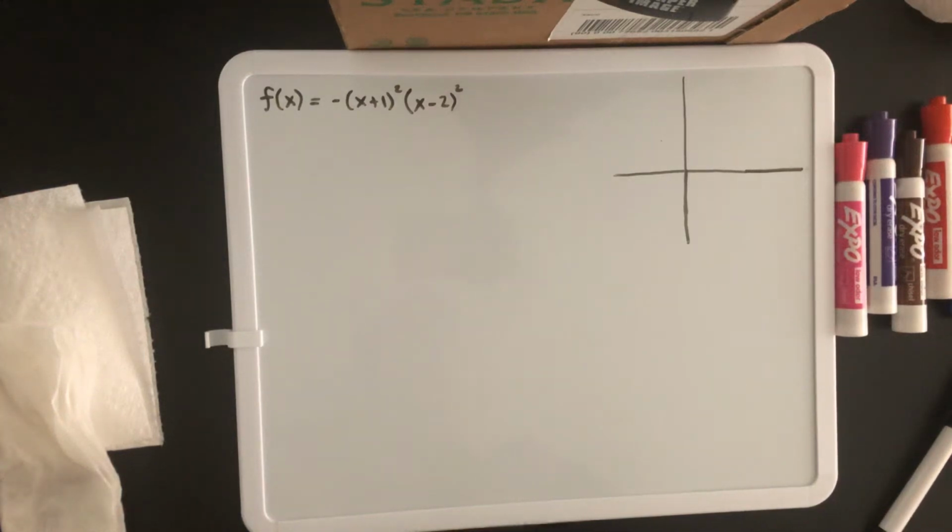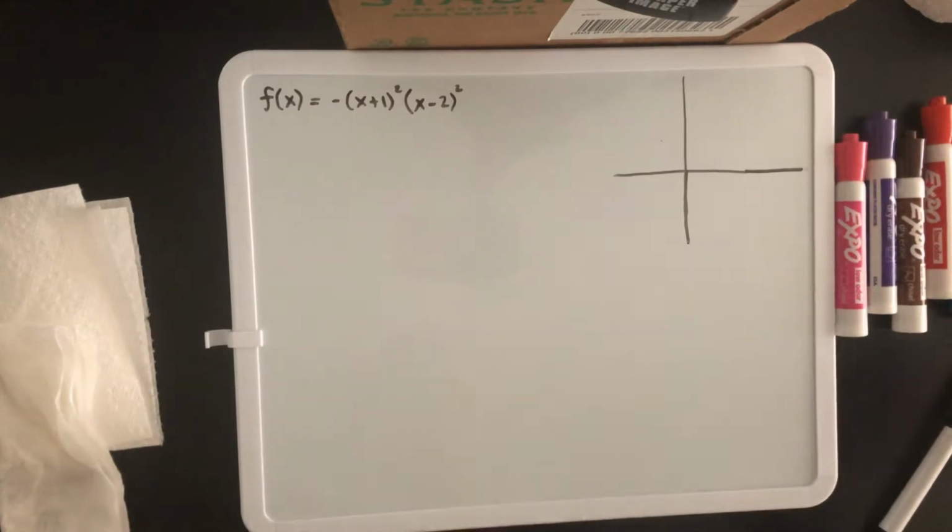Hey there, so I wanted to do a quick example from your homework of how you can graph a polynomial by recognizing the end behavior, the zeros of the function, and their multiplicities. So let's get started. Suppose you have f of x equals negative (x plus 1) squared times (x minus 2) squared. First we notice this is a polynomial.